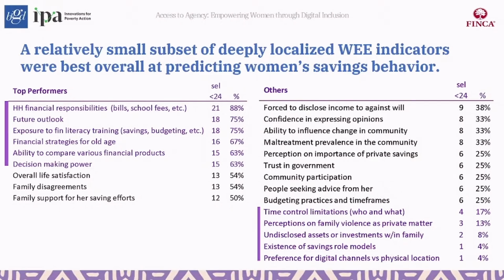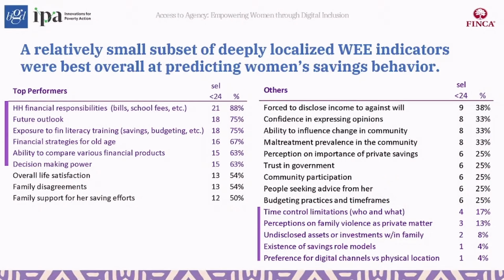Another financial literacy feature here, the ability to compare financial products, comes up. And then just sneaking into the top ranks, we have decision-making power. Now, I think what's surprising about this is that some of these do not really feature very prominently in the general literature. This is not in any way to refute that literature, but it just shows how much things can vary from place to place and how important it is to contextualize your measurements.